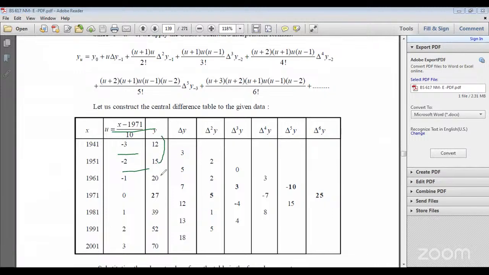So 15 minus 12 is 3, 20 minus 15 is 5, 27 minus 20 is 7, 39 minus 27 is 12, 52 minus 39 is 13, 70 minus 52 is 18. Then 5 minus 3 is 2, 7 minus 5 is 2, 12 minus 7 is 5, 13 minus 12 is 1, 18 minus 13 is 5, and so on for the higher differences, ending with 25. There is only one value, so we did not process the next step from the above table. That is why we have del y, del square y, del cube y, del 4 y, del 5 y, and del 6 y.